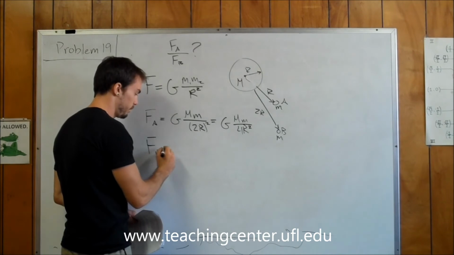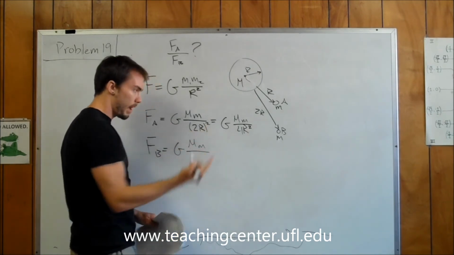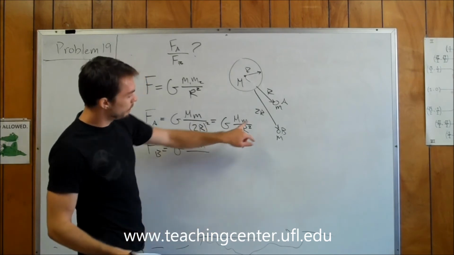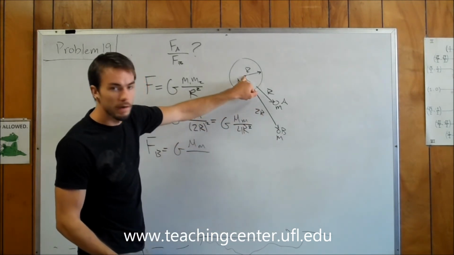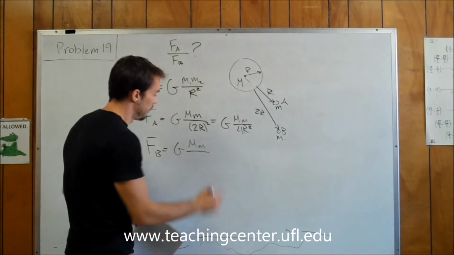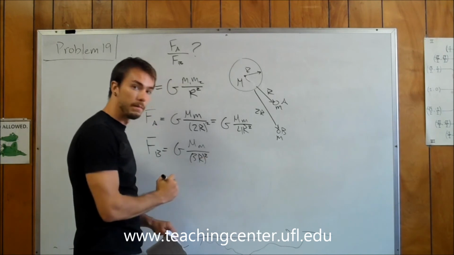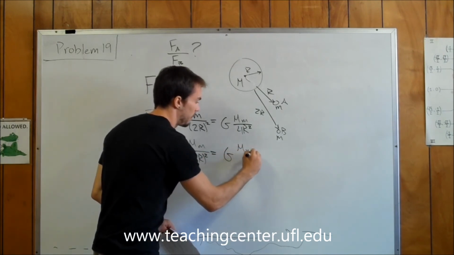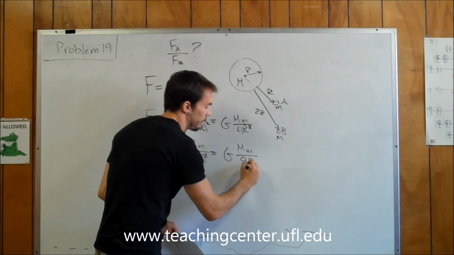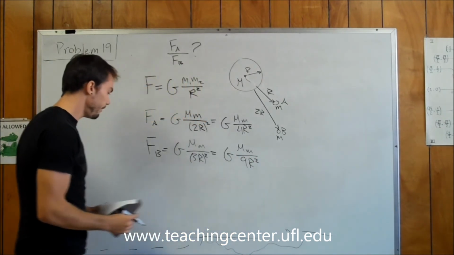FB would be basically the same concept. Same mass, you don't have to worry about that. The difference is this one's 2r from the surface, so we have to add that extra r to get to the center of the planet. So we're going to have our 3r, and that's all going to be squared. So we end up with G M m over 9r squared. Once again, make sure you square the 3 and the r.